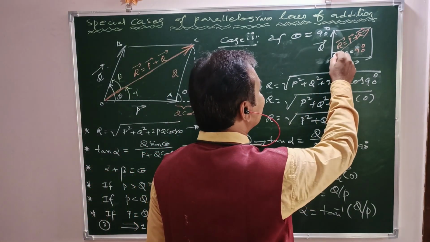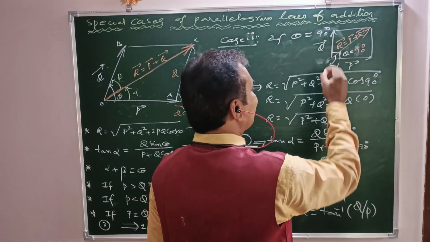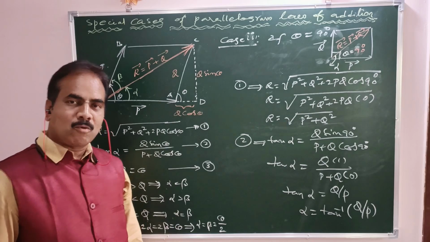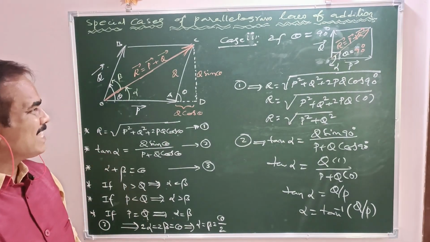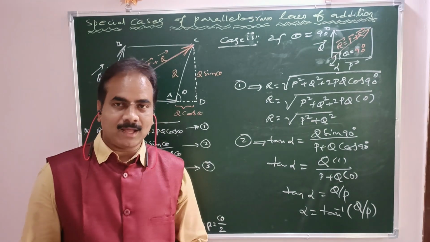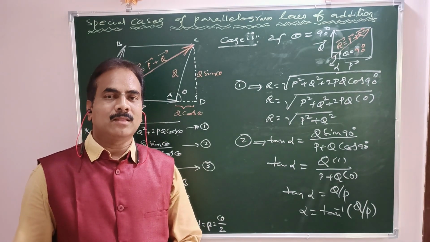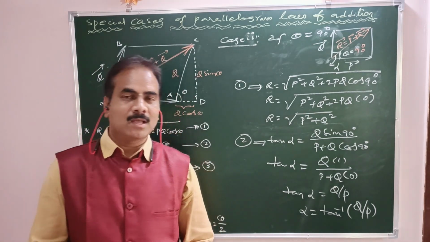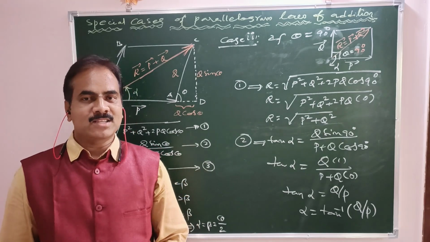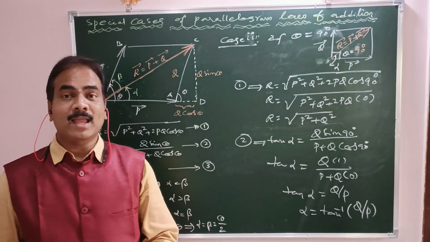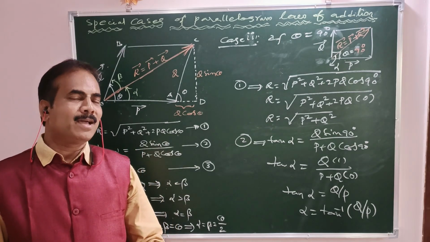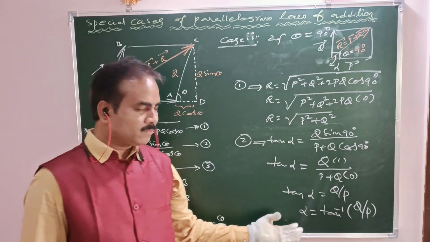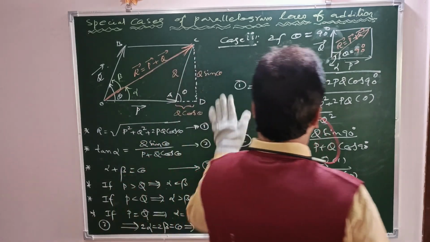This angle is alpha, the angle made by R bar with P bar, that is tan inverse Q by P. Now what is the inference? For a given pair of vectors, if we add both vectors with 0 as the angle between them, then we can have the maximum resultant. For the same pair of vectors, if we add them with 180 degrees between them, then we can have the minimum resultant. For all remaining angles, between 0 and 180 degrees, we can have intermediate values.